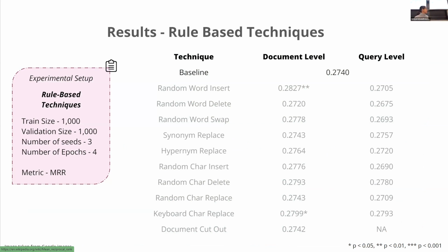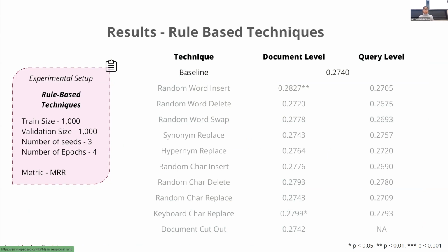Once we completed running the experiment, these were all the results that we had. So for the rule-based techniques over here, our experimental setup was with a training set size of 1,000 and a validation set size of 1,000. The validation set size was kept consistent throughout experiments to do a proper comparison across them. We ran it with 3 seeds to account for variability and for 4 epochs. The metric that we used was mean reciprocal rank.